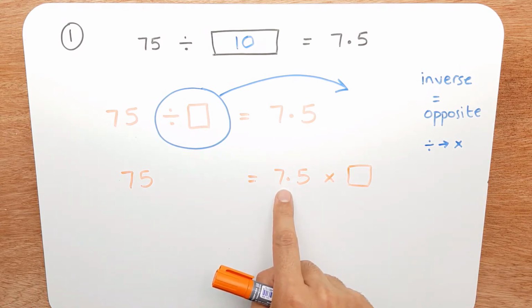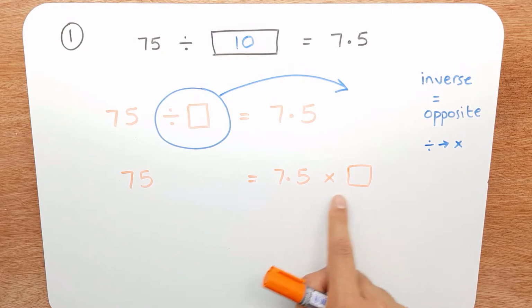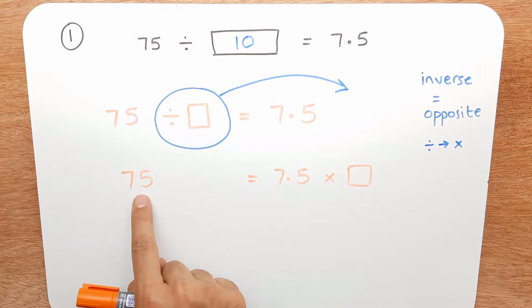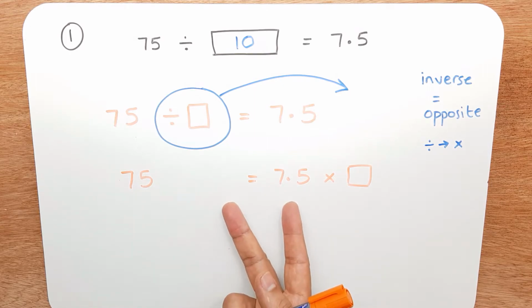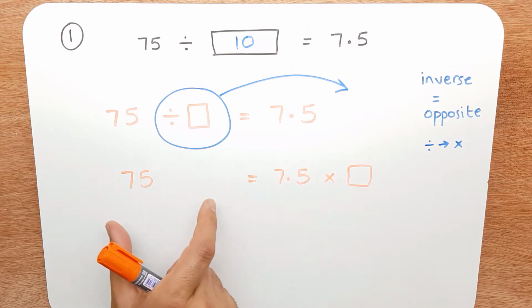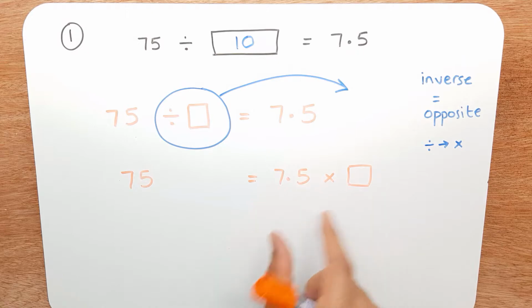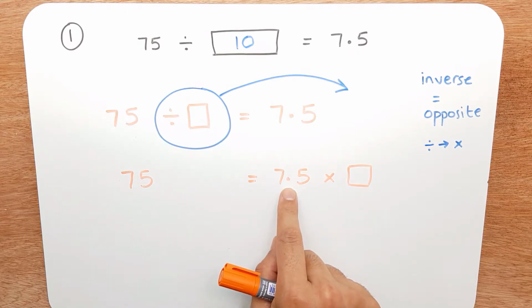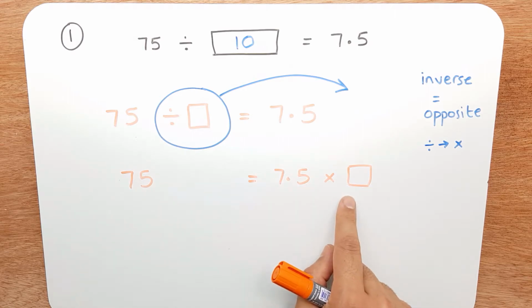So we need to work this out. 7.5 times something will equal 75. It's a bit strange because it's the other way around. Normally you see this on the left hand side and the answer on the right hand side. And you should know to turn 7.5 into 75 you multiply by 10.